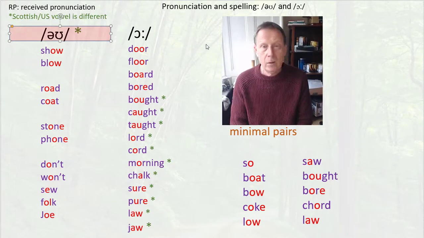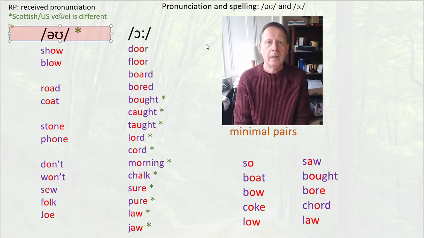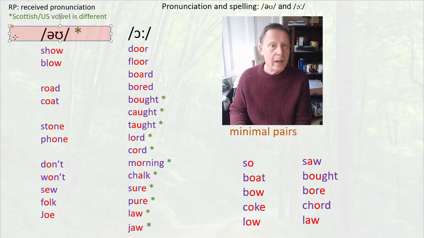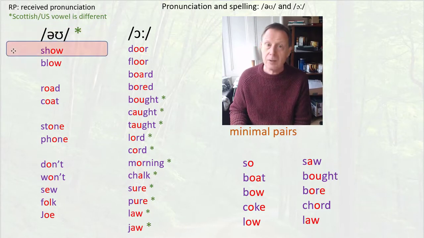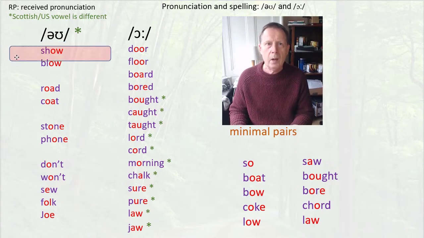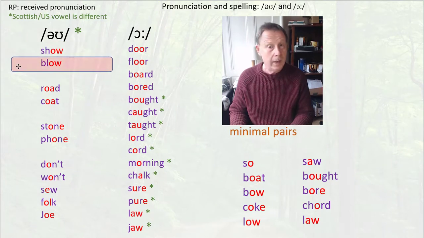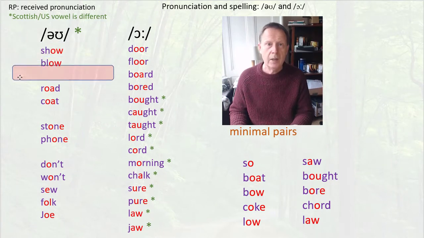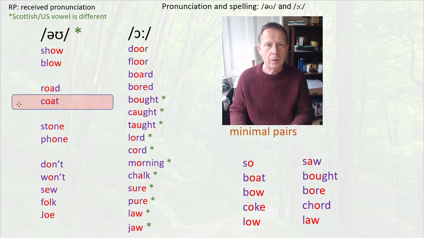Now, to make this video complete, I have to talk about the variations. Now, I come from Scotland, so when I pronounce these vowels, it's a different sound. It's similar to the US pronunciation and the Irish pronunciation. So instead of show and blow, I say show, blow. And it's the same for all of these sounds. Instead of road and coat, Scottish pronunciation is road and coat.